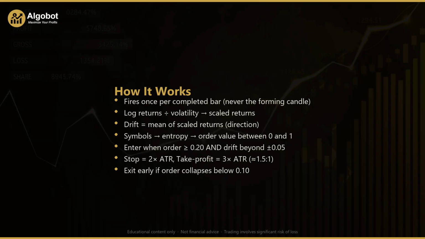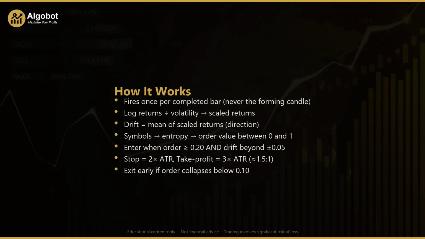Now the decision. To open a new position, two conditions must both be satisfied. The order value must sit at or above the order threshold, which defaults to 0.20, confirming the market is in an ordered regime. And the drift must be clearly positive or clearly negative, beyond the drift minimum of 0.05. If order is high and drift is positive, the strategy signals a long entry. If order is high and drift is negative, it signals a short entry. If the market is disordered or the drift is too flat, it simply stands aside. This is the strategy rejecting choppy, alternating markets that look busy but go nowhere.